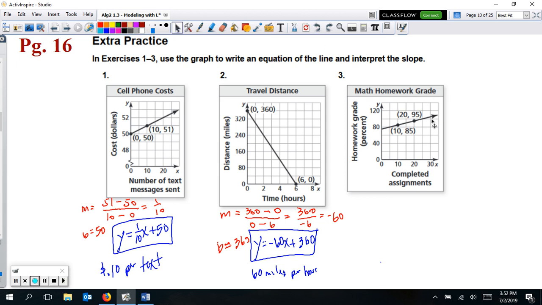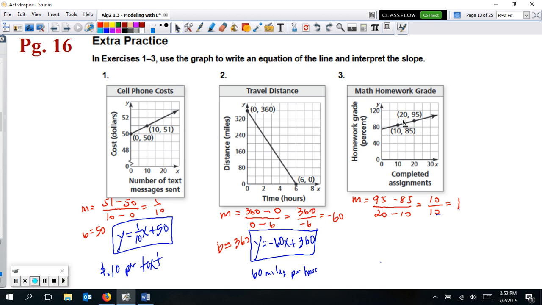And then for the math homework grade on this one, our homework grade is the y-axis, completed assignments is the x-axis. And so we're going to again do the same thing, subtracting the y's. I'm going to go ahead and do the top one minus the bottom one here, because they are bigger numbers on top. So 95 minus 85, over 20 minus the 10, and so it's going to end up giving us 10 over 10, which equals 1. So our slope is 1. This one we can't really determine what our 0 comma b is, what the y-intercept is, just by looking at it.